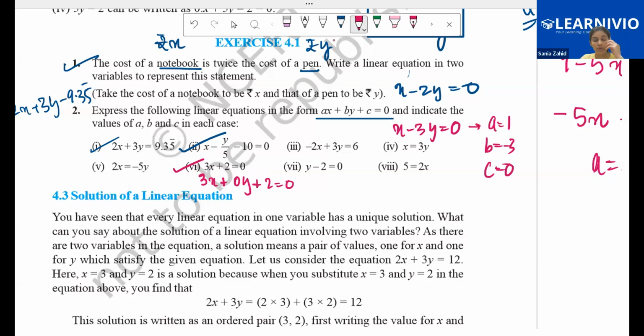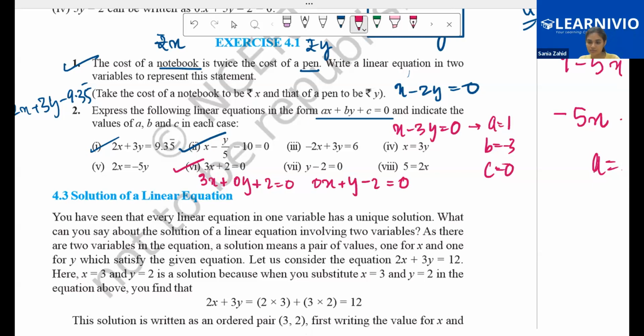So tell me how you write it in two variables. A is equal to 0. Abdullah, first you write it in two variables. Don't tell me A, B, C. Oh, okay. 0x plus y minus 2 is equal to 0. Good. Now what are A, B and C? A is 0, B is 1, and C is minus 2. Exactly.